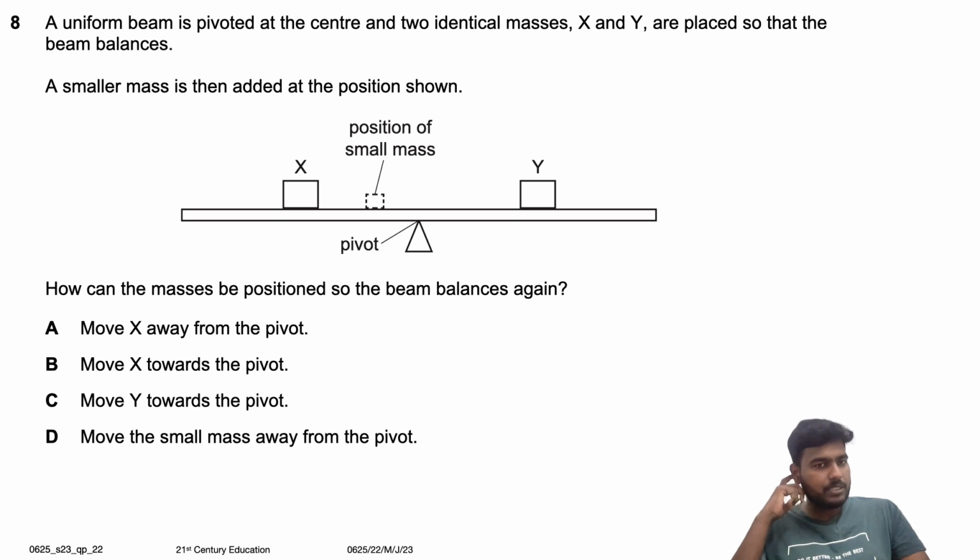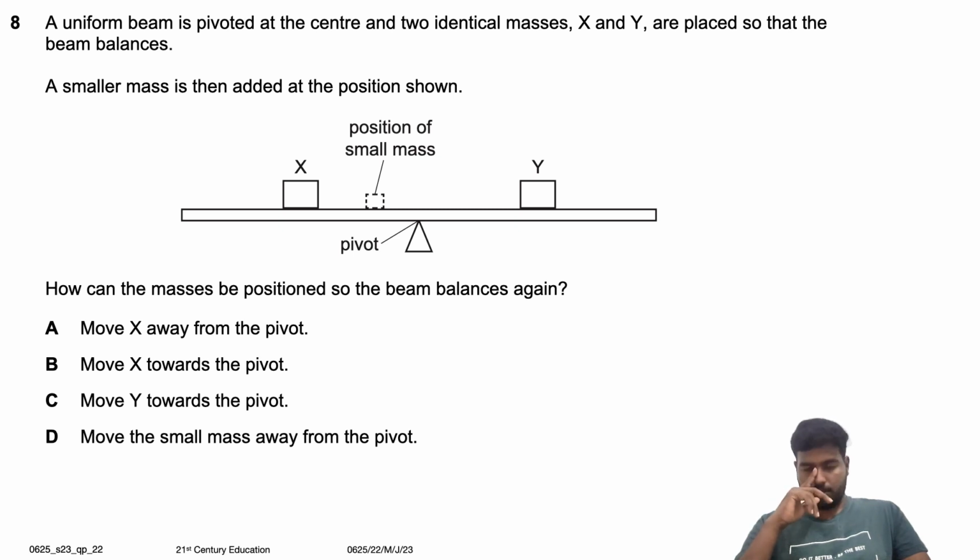A uniform beam is pivoted at the center, and two identical masses x and y are placed so that the beam balances. A smaller mass is then added at the position shown. How should the masses be positioned so the beam balances again?